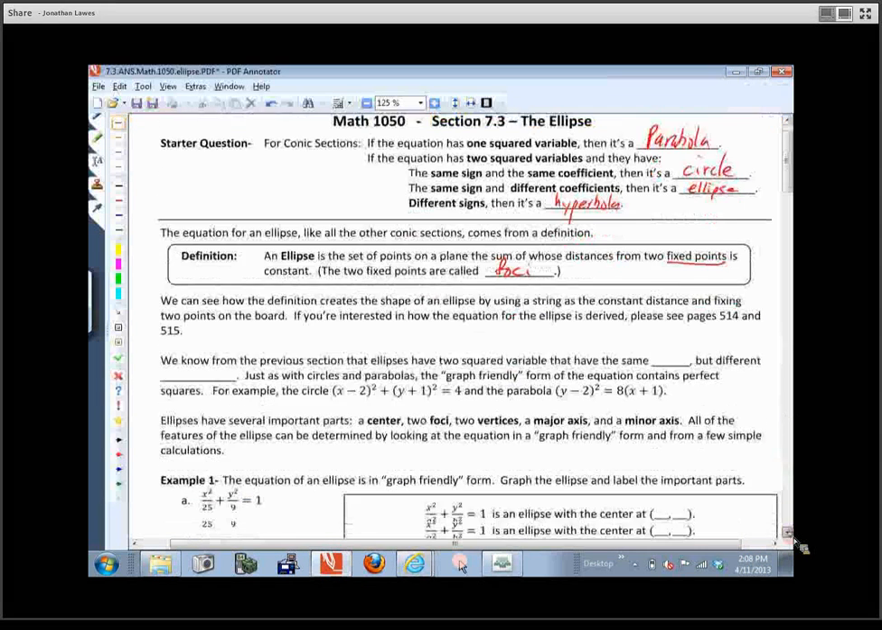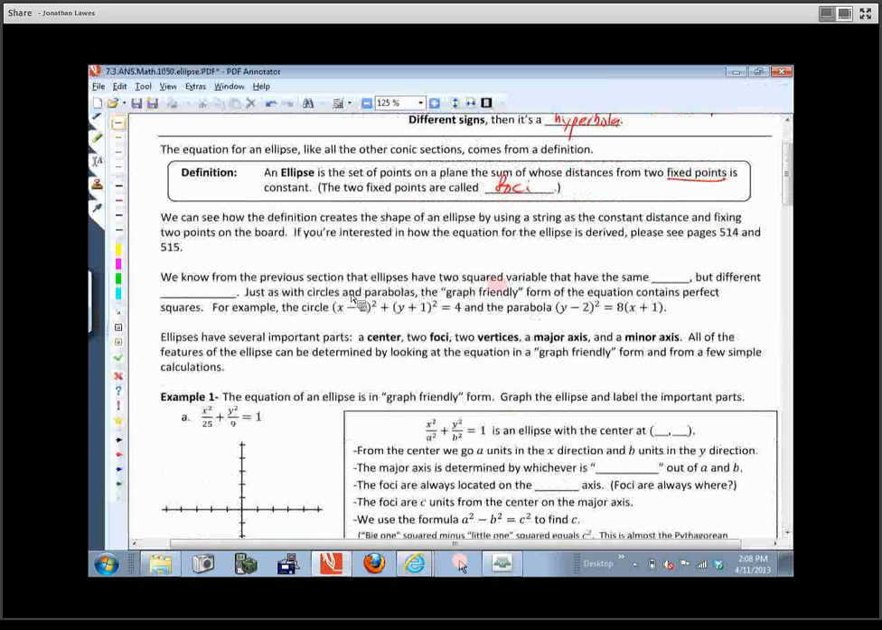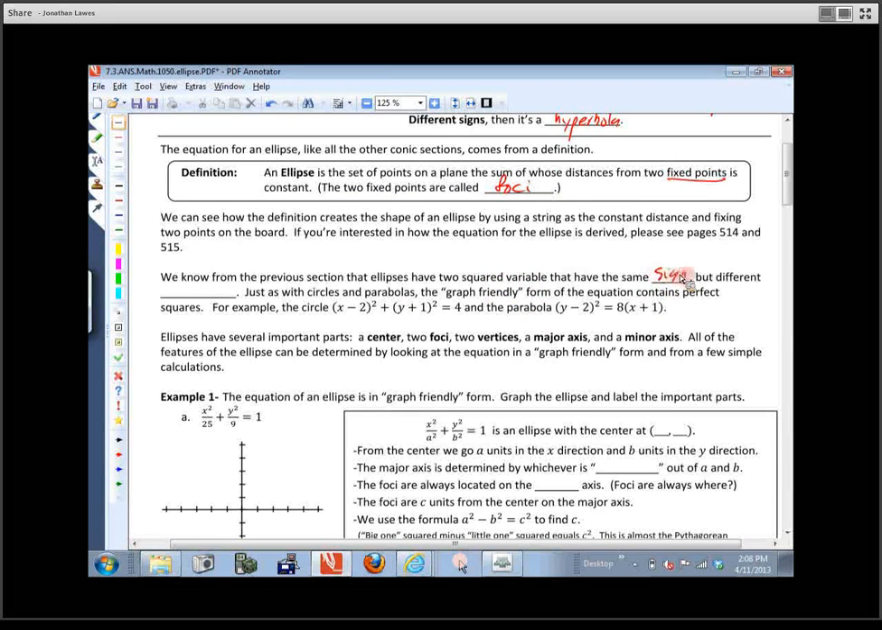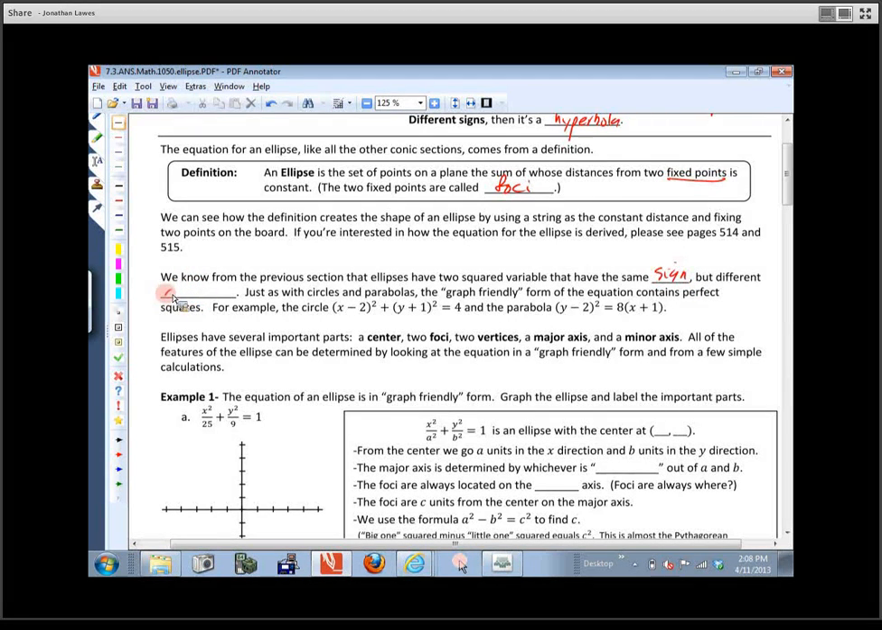and let's again describe what's going on. Okay, from those previous sections, we know that if we've got an ellipse, we've got to have two squared variables that have the same sign but different coefficients.